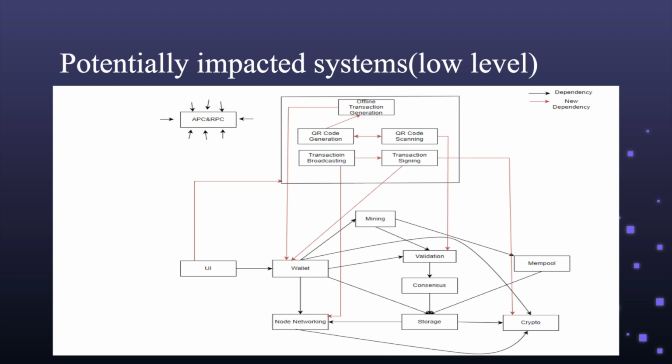Transaction signing depends on wallet. Transaction signing depends on crypto. QR code scanning depends on validation. Transaction broadcasting depends on node networking. And transaction broadcasting depends on transaction signing.